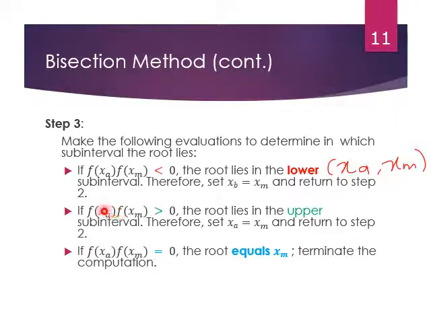If the multiplication f(xa) multiplied by f(xm) is greater than 0, then you can say that the root lies in the upper subinterval. So the root lies in between xm and xb, the upper subinterval. If f(xa) times f(xm) equals 0, then we stop the iteration. We can say that the root equals xm.